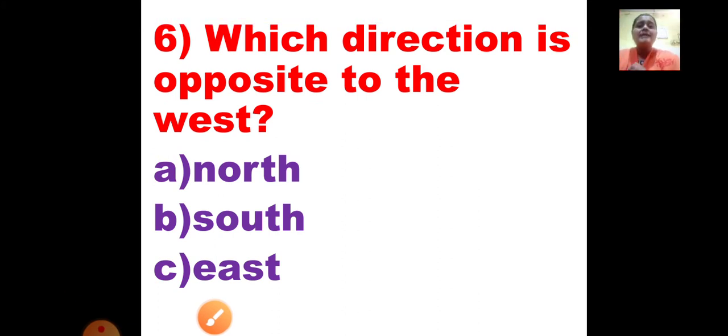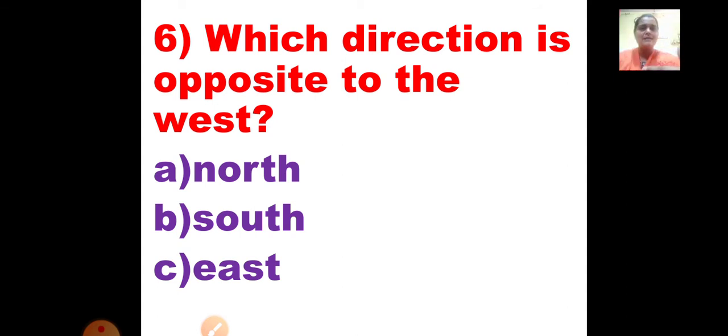Which direction is opposite to the west? Opposite to the west means my right hand is opposite to my left hand. So like that. Opposite means, see, there are two types of neighbors: the one who stays beside us and the one who stays opposite to us. Okay, opposite means samne samne in Hindi. In Hindi it will be called samne samne.